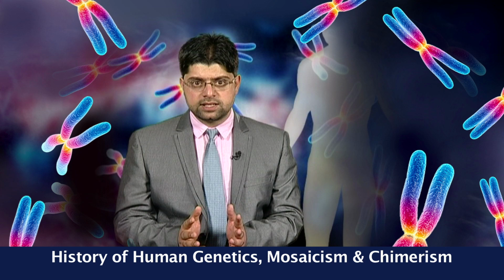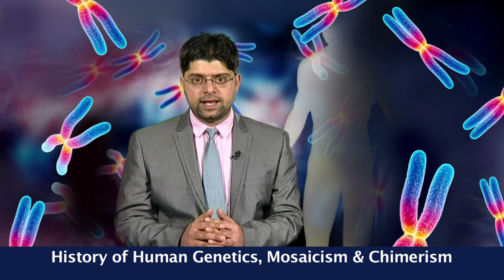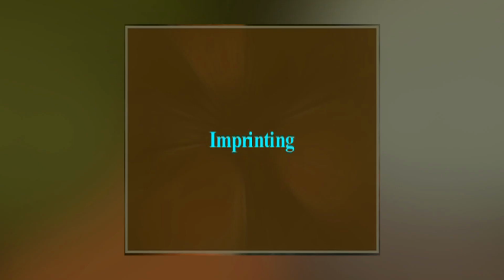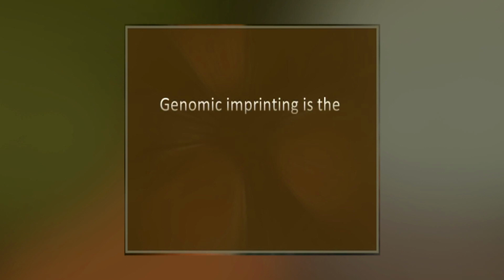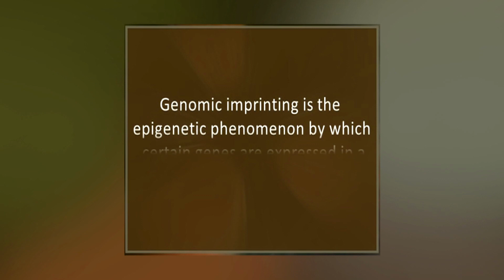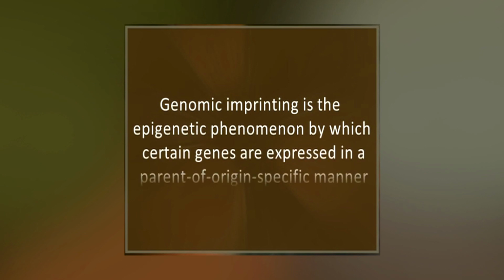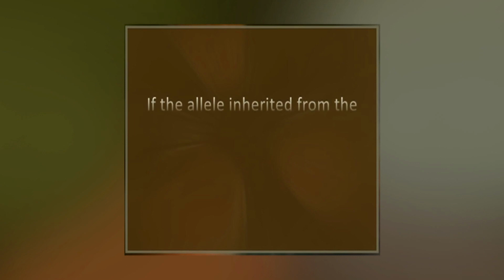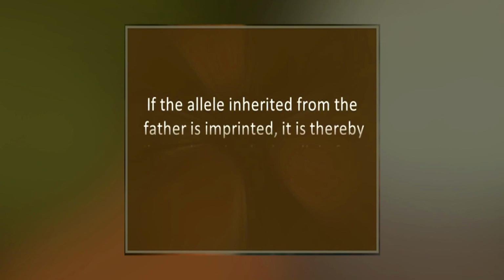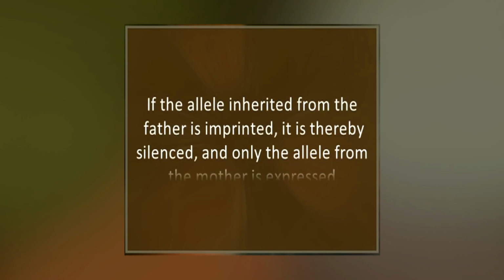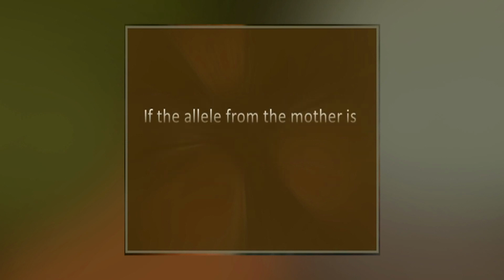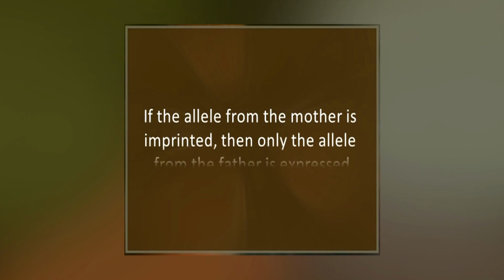Now, let us discuss the last part of today's lecture, that is imprinting. Genomic imprinting is the epigenetic phenomenon by which certain genes are expressed in a parent of origin specific manner. If the allele inherited from the father is imprinted, it is thereby silenced and only the allele from the mother is expressed. If the allele from the mother is imprinted, then only the allele from the father is expressed.